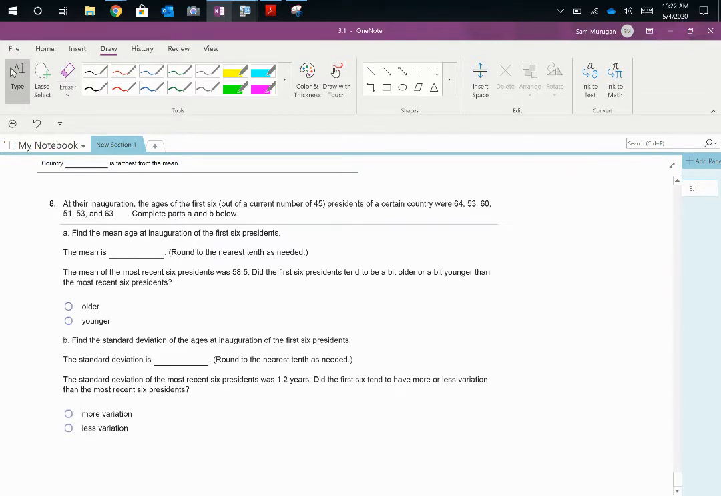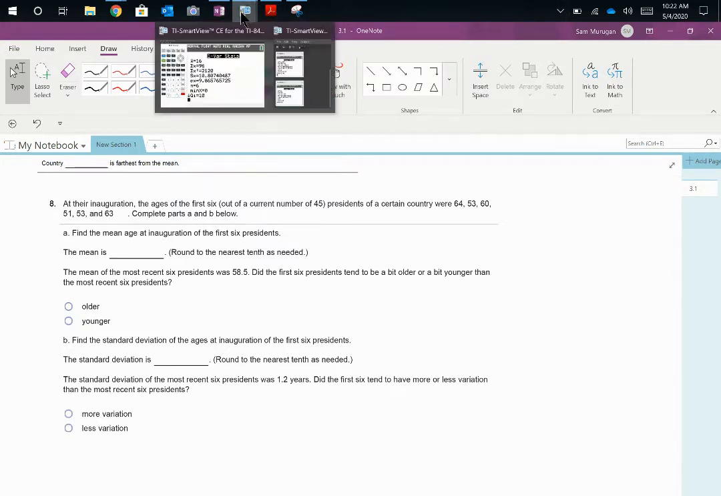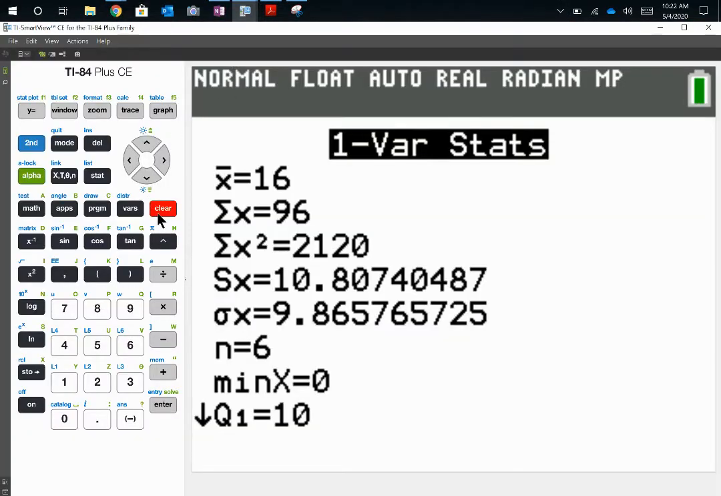At their inauguration, the ages of the first 6 out of a current number of 45 presidents of a certain country were 64, 53, 60, 51, 53, and 63. So again, you want to put those into your calculator. I'm going to do it one more time to make sure that you can do it.